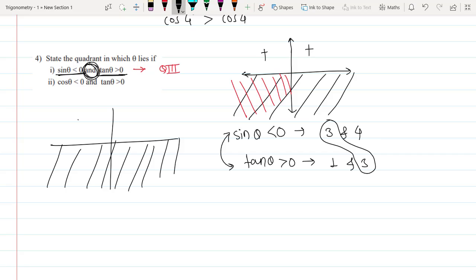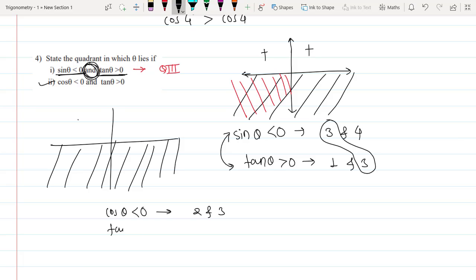So my theta lies in the third quadrant. Similarly, you can go for cos theta negative and tan theta positive. So cos theta is negative in which quadrant? Second and third.